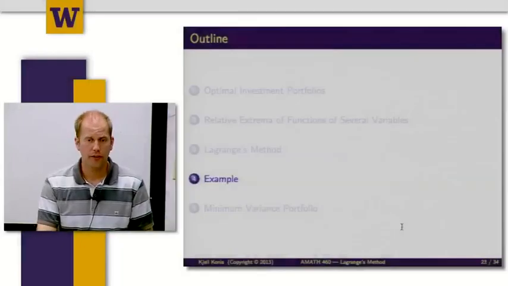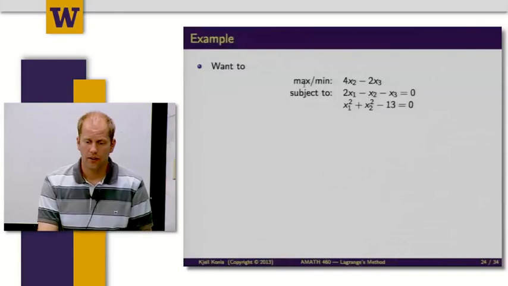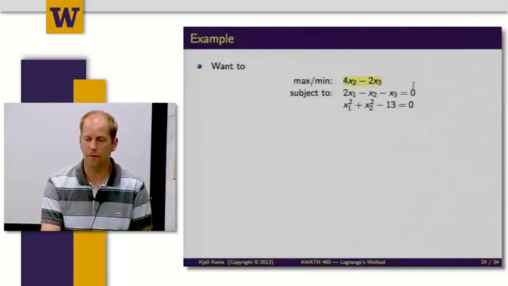So now I'll go through a quick example of solving an optimization problem using the Lagrange method. Suppose I want to find the minimum and maximum values of the function 4x2 minus 2x3. This is a function of three variables, x1, x2, x3, but x1 in the objective function just has a 0 multiplied by it. So I'm going to simplify it to just 4x2 minus 2x3.